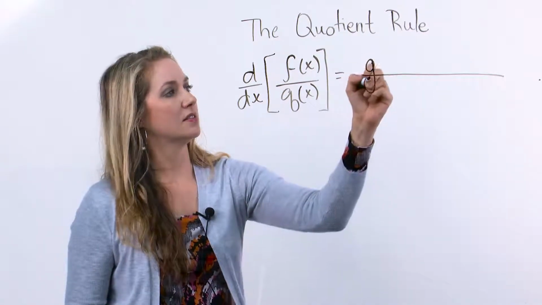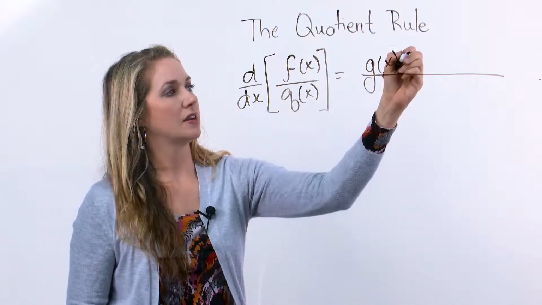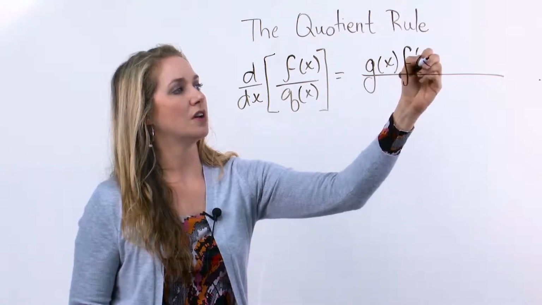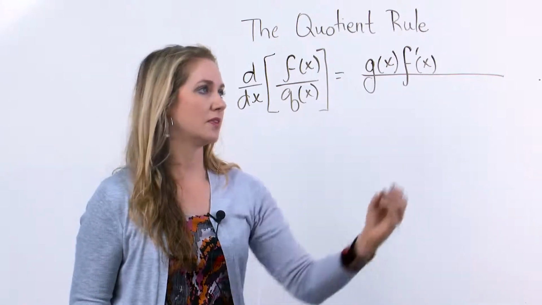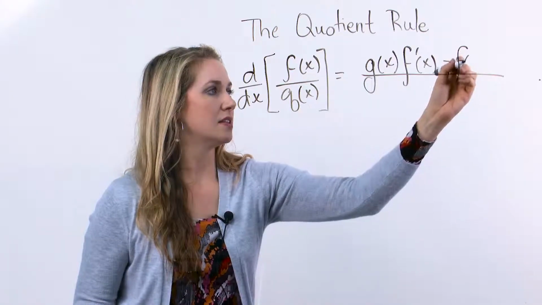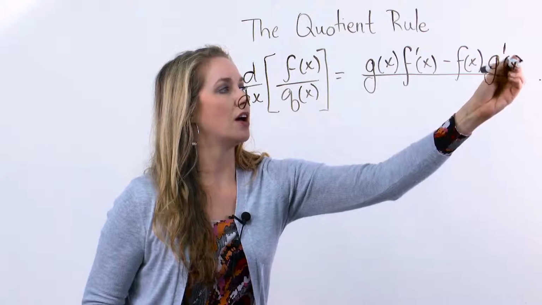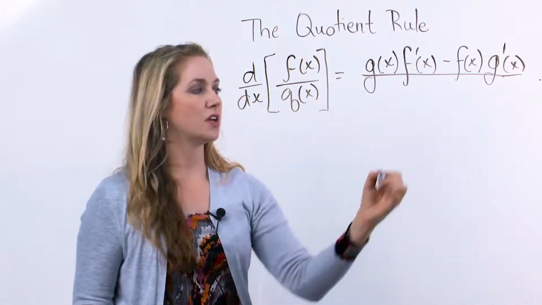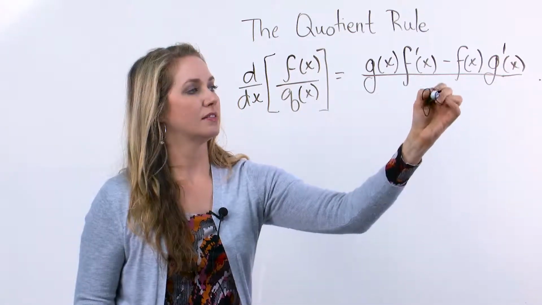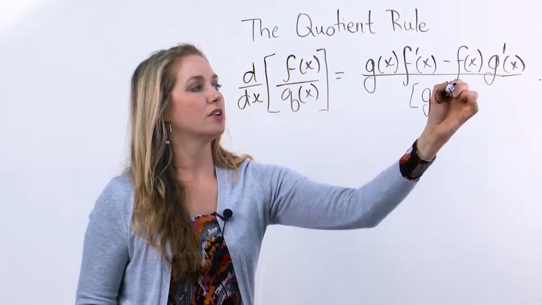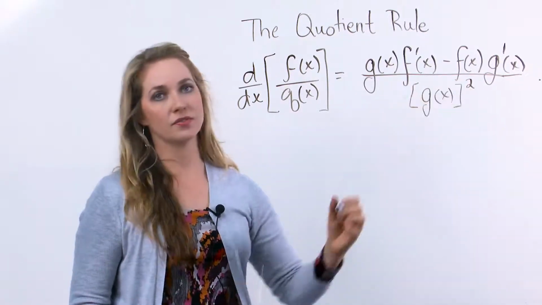It is the denominator times the derivative of the numerator minus the numerator times the derivative of the denominator, all divided by the denominator squared.